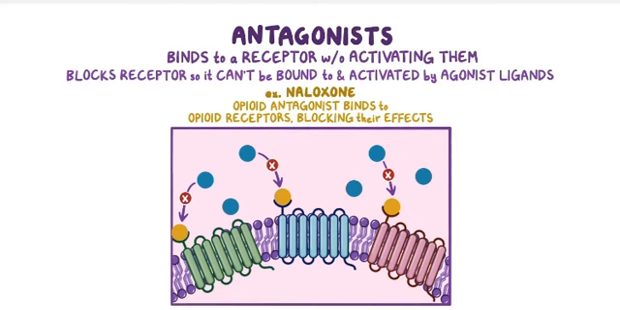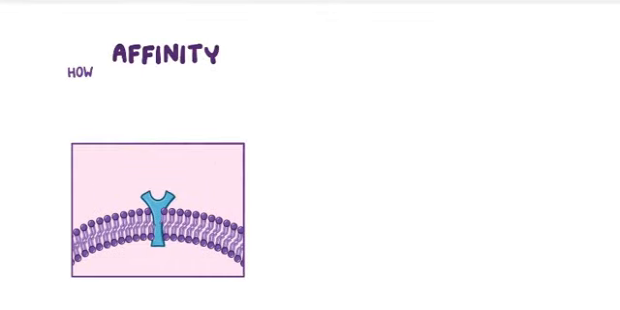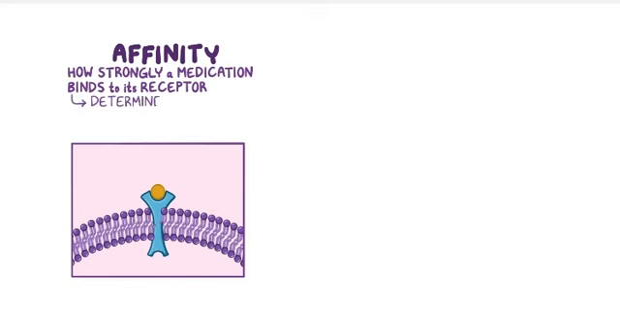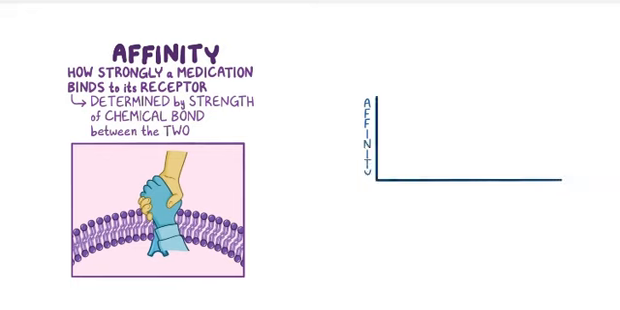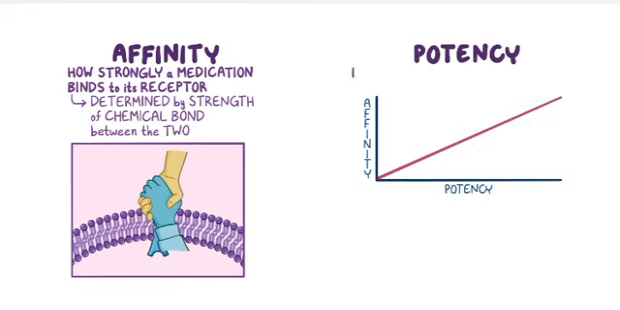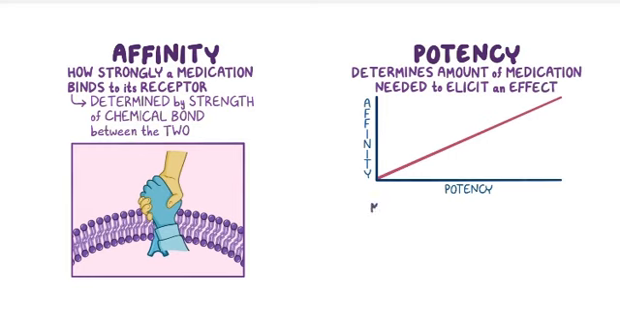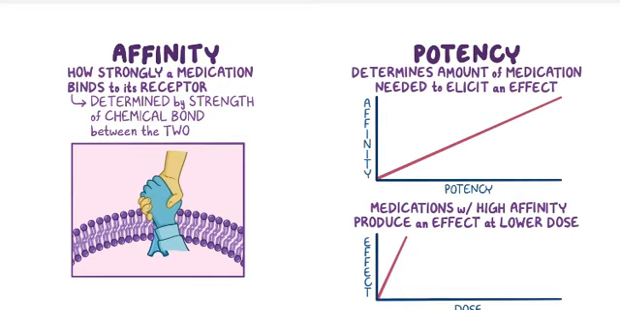Now, the way a medication and receptor interact with each other is ruled by two main principles: affinity and intrinsic activity. Affinity is how strongly a medication binds to its receptor. This is mainly determined by the strength of the chemical bond between the two. The higher the affinity, the higher the potency, which determines the amount of medication needed to elicit an effect. So, medications with high affinity can produce an effect at a lower dose.